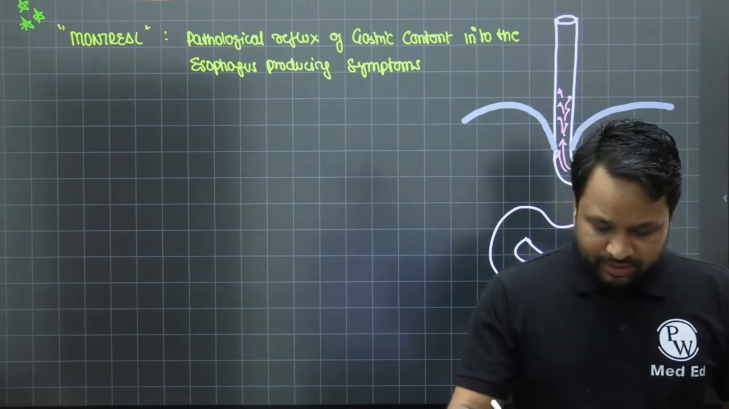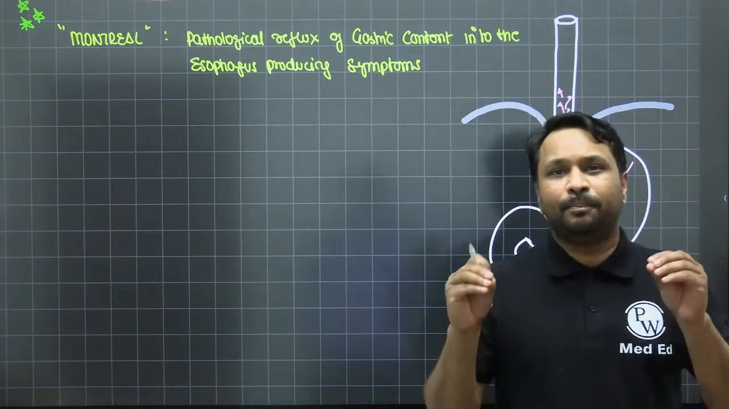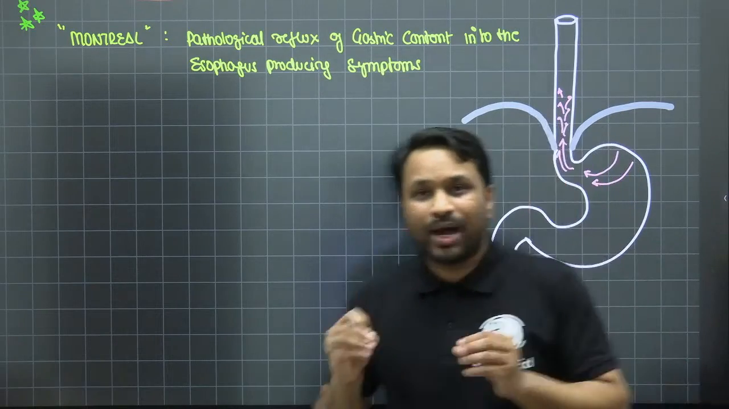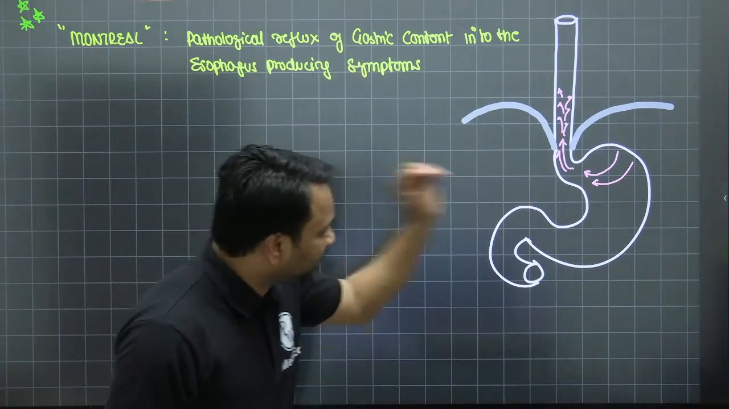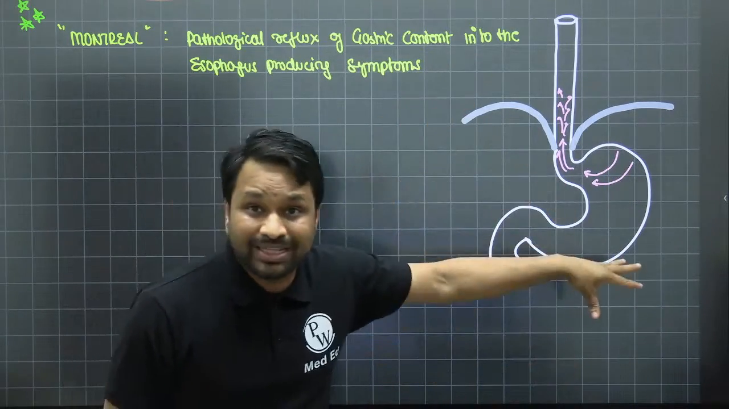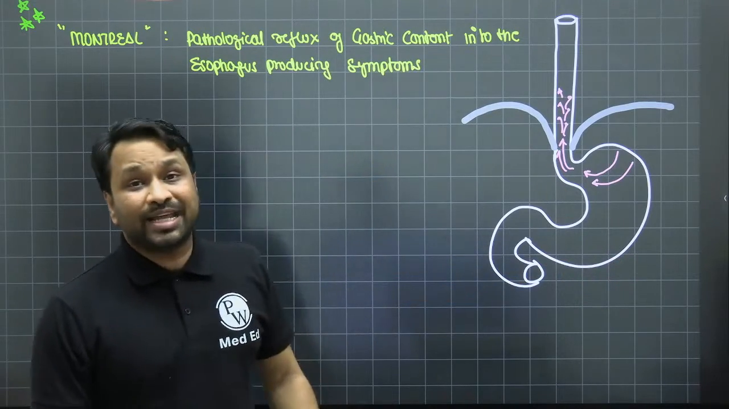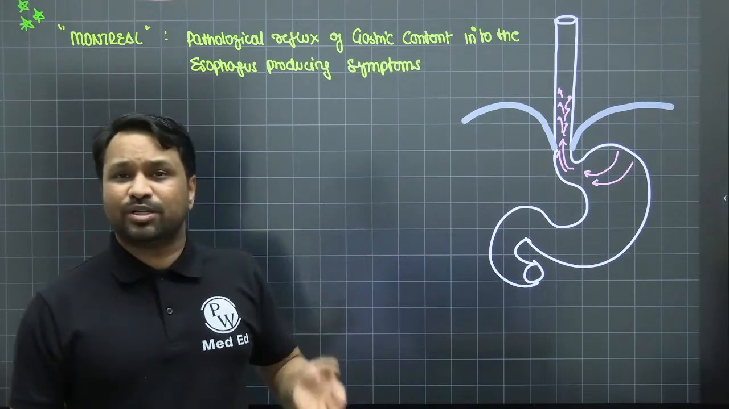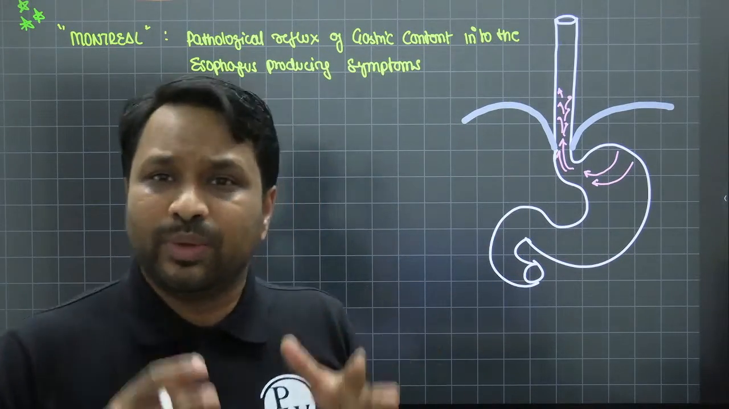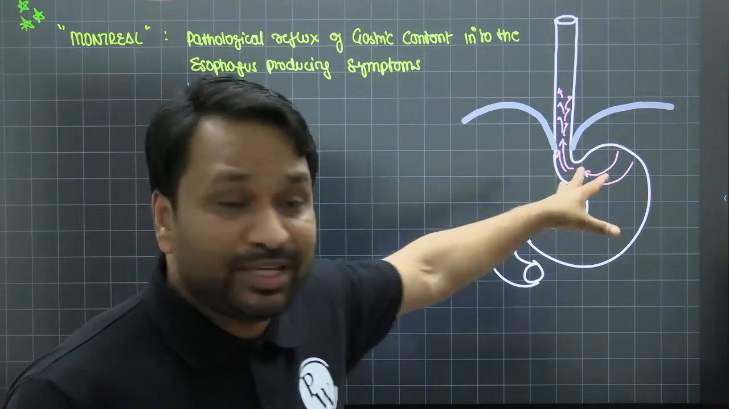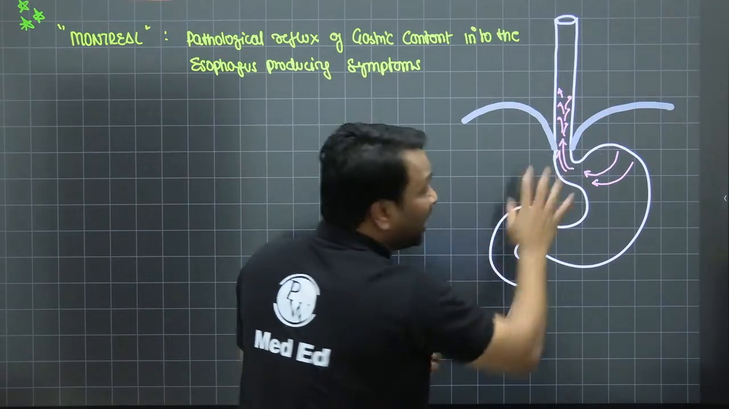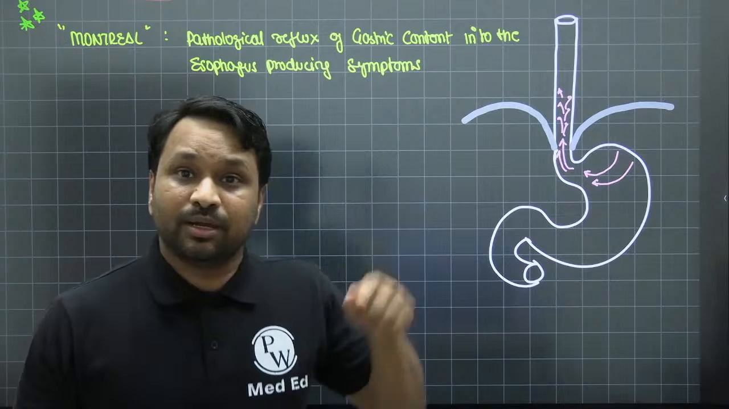Before we move on any further, let's establish a base cause for GERD. Why is this happening? Why is the gastric content which is supposed to be in the stomach not staying in the stomach? Why is it refluxing into the esophagus? We have all read before that we have a sphincter called the lower esophageal sphincter, which should be at this area. It should prevent the reflux, but it is not able to do so.